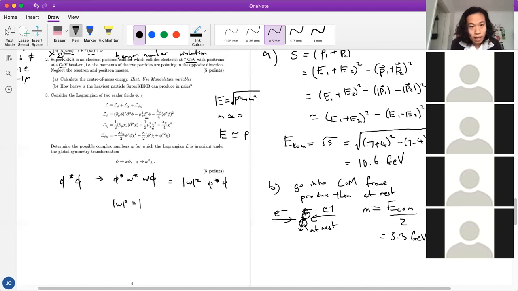And the other one is the chi squared term. This one also has to be invariant. So if I transform chi squared, then it becomes omega squared chi, all squared. And that just becomes omega to the 4 chi squared. So that also tells me that omega to the 4 has to equal 1. So that's just the 4th root of unity of a complex number.